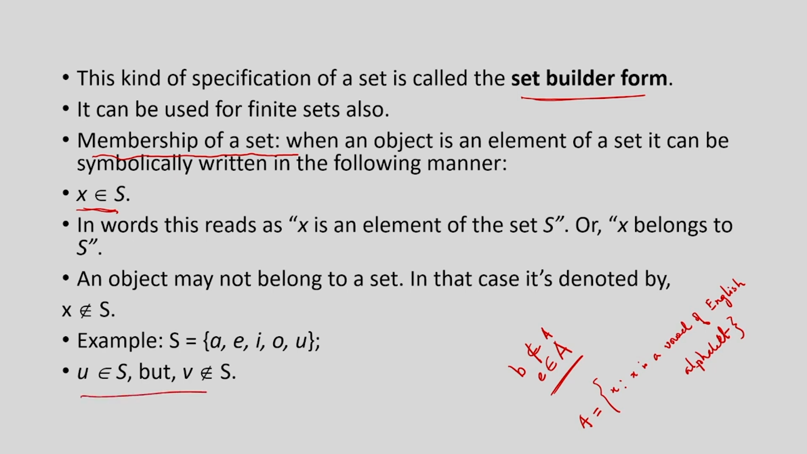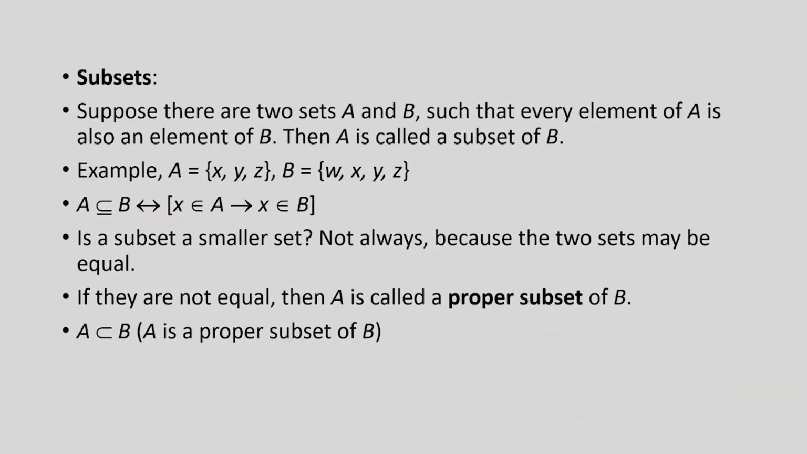So, I have used similar examples here also. Suppose S is the set of vowels, then U belongs to S, but V does not belong to S. Now, we come to another part of the set theory, subsets. Suppose there are two sets A and B such that every element of A is also an element of B, then A is called a subset of B.